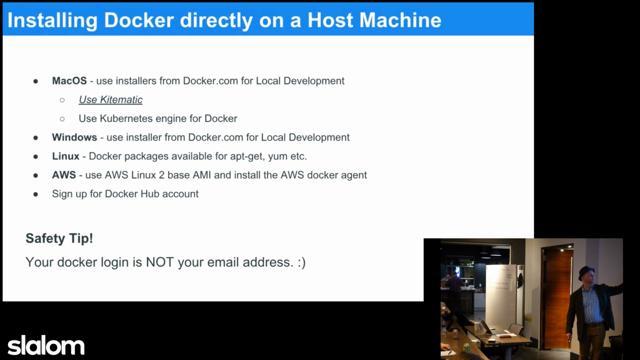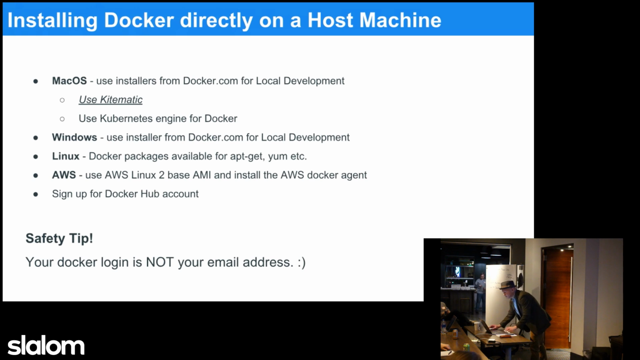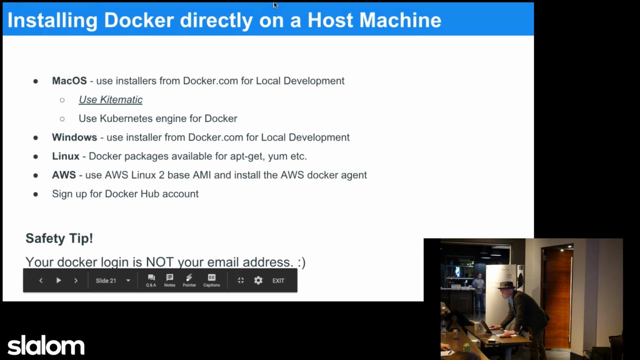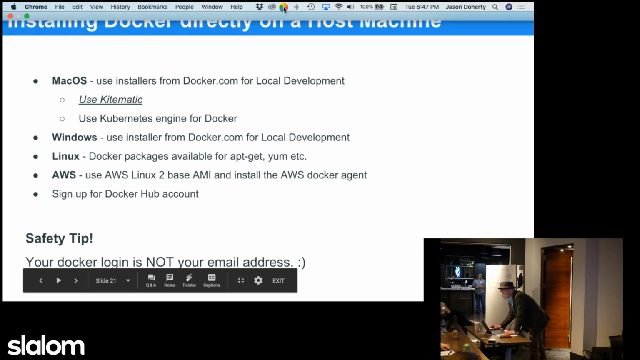The other thing is use the Kubernetes engine for Docker. That was all those weird containers you saw running in my images before with K8s in them. The Kubernetes engine for Docker is actually pretty slick, pretty smooth, runs nicely. I'm assuming that most people in the room are probably on Macs.